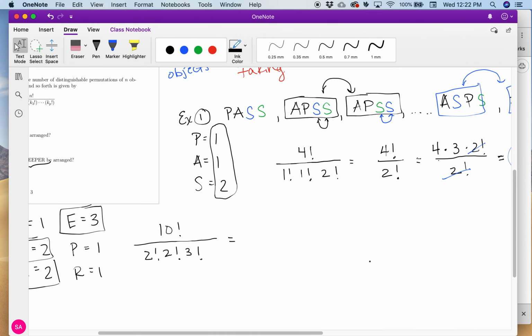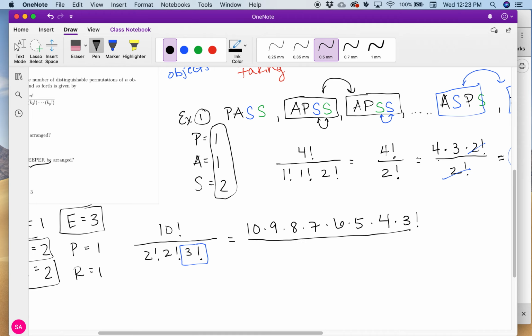Okay, let's simplify. So we had a problem similar to this with the factorials. We got 3 different ones on the bottom. I'm going to focus on this biggest one, so I'm going to peel off numbers from 10 factorial until we end up with a 3 factorial. So we're going to be peeling off a lot, right? We got 10 times 9 times 8, 7, 6, 5, 4, and then 3 factorial. All of that divided by 2 factorial, 2 factorial, 3 factorial.